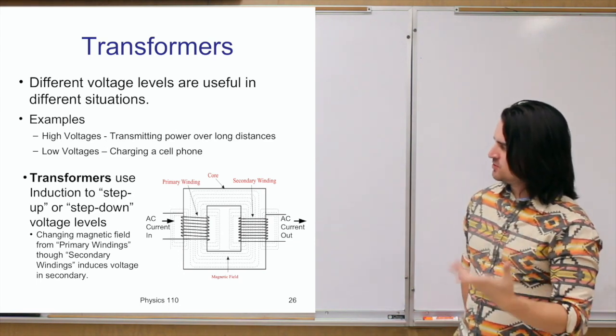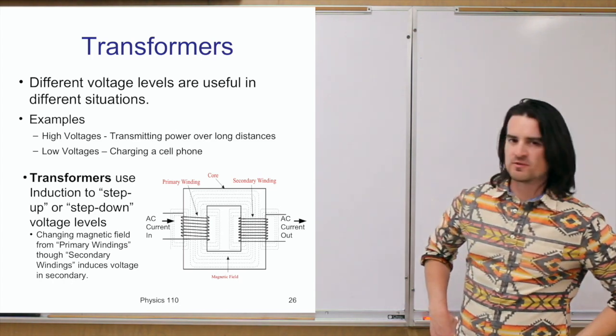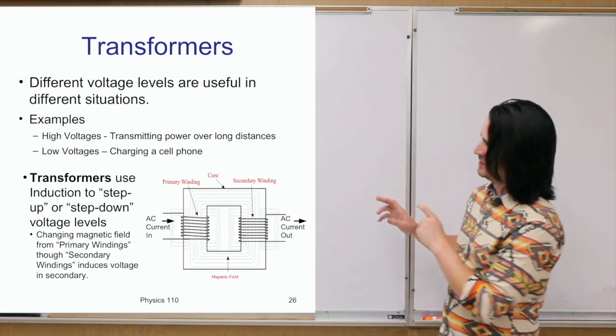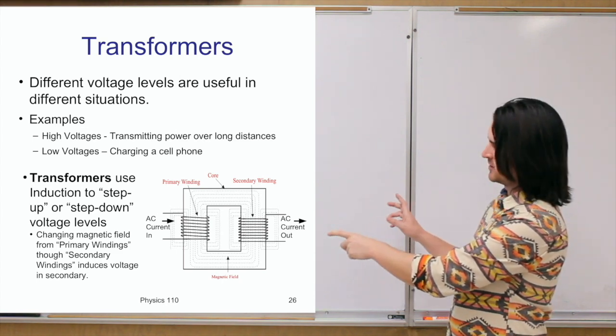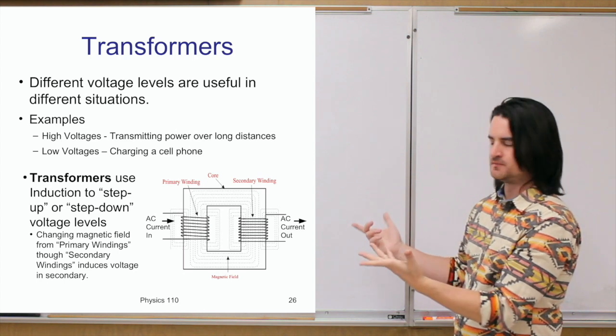Well, we can do that using transformers, and transformers work off the property of electromagnetic induction. So down here, let's say we have a very simple diagram of a transformer, and essentially all that makes up a transformer is 2 loops of coil.